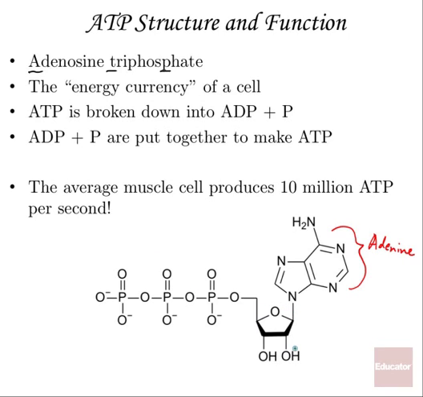And then, what is this? Well, this is ribose, a kind of monosaccharide, a simple sugar. It is a pentose sugar because it's five-sided. So adenine, ribose, and then three phosphates.